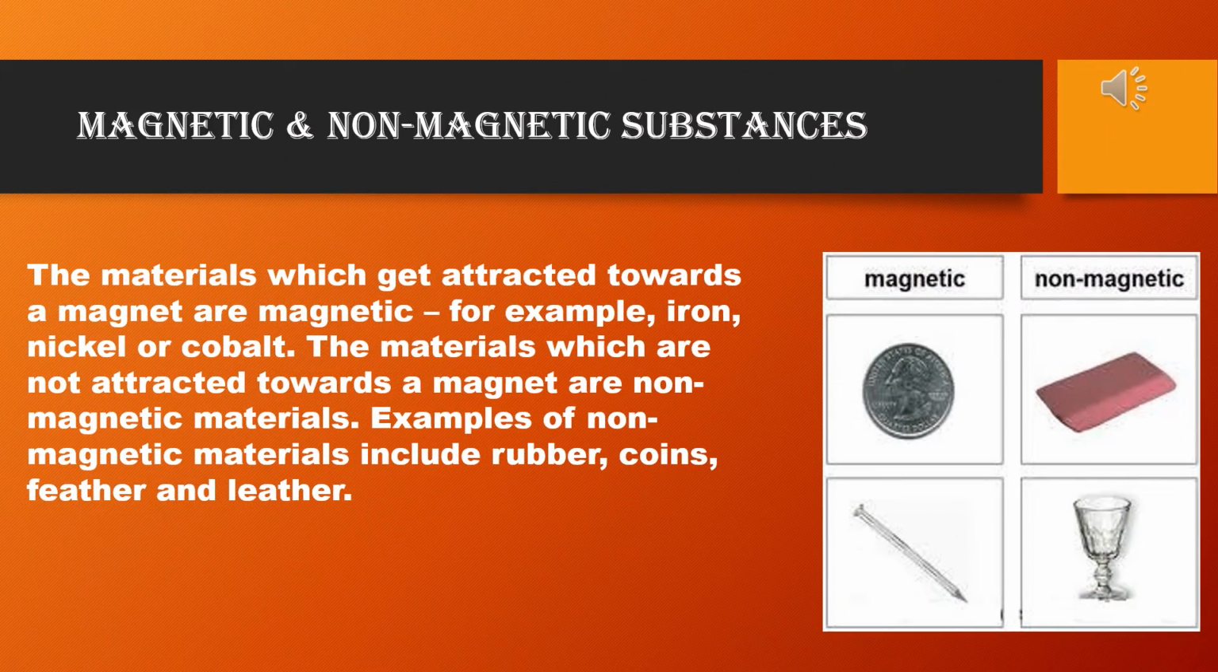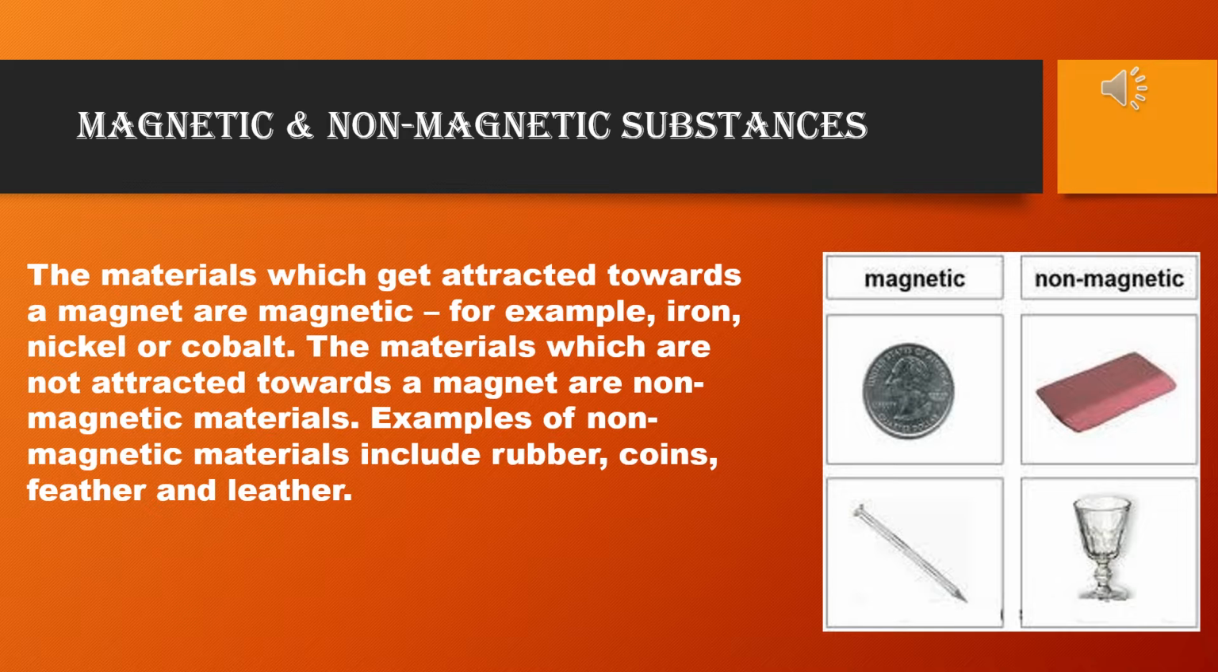Now magnetic and non-magnetic substances. It's a very well-known term to you. The materials which get attracted towards a magnet are magnetic materials, for example, iron, nickel or cobalt. The materials which are not attracted towards a magnet are non-magnetic materials. Examples of non-magnetic materials include rubber, coins, feather and leather.